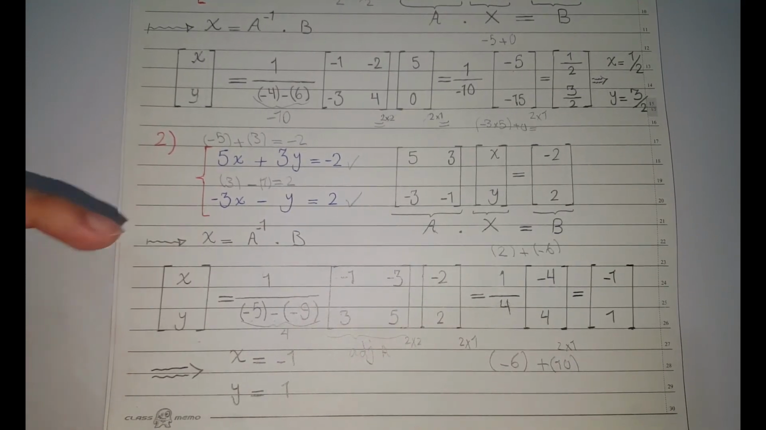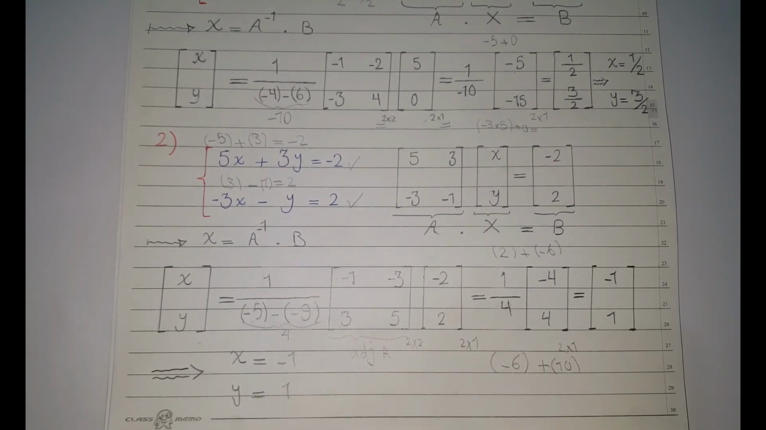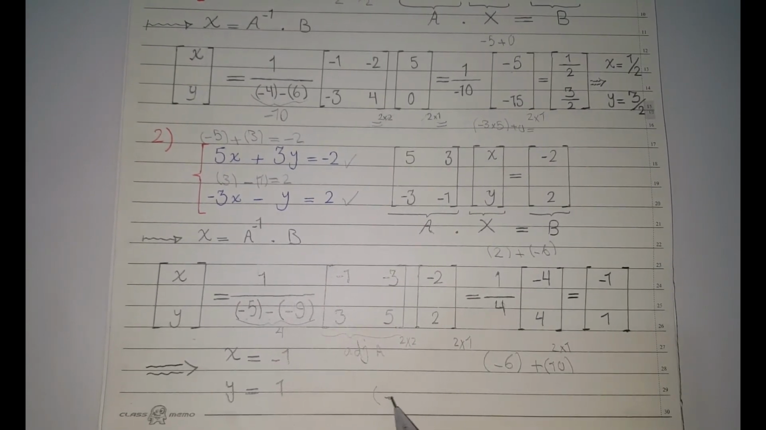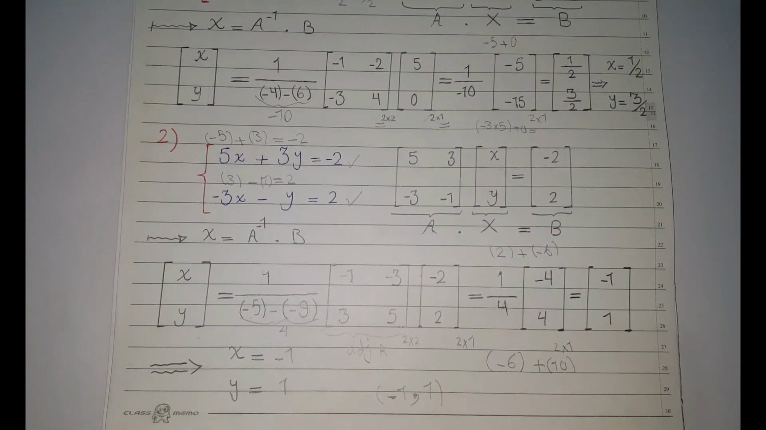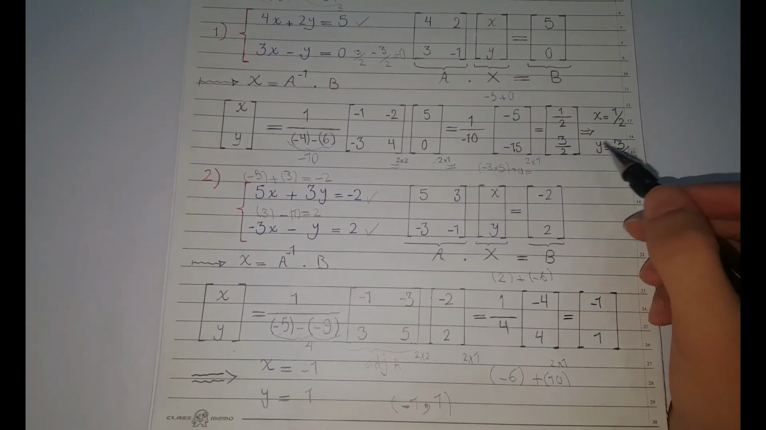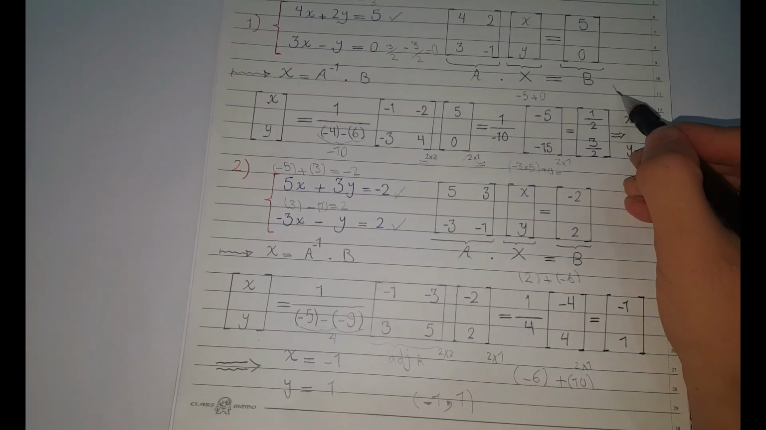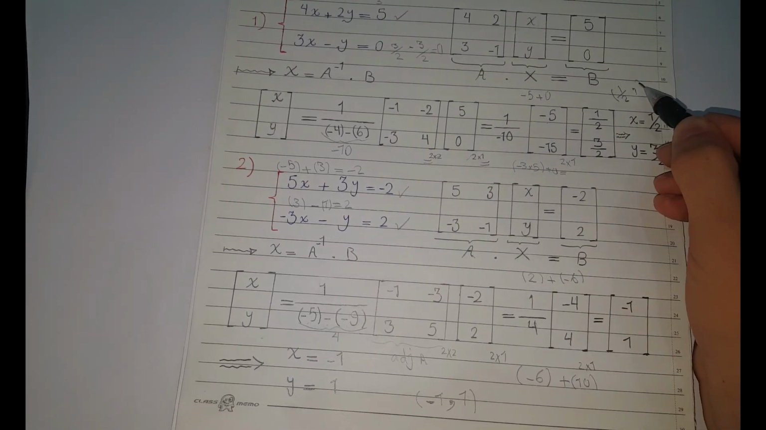So the answer of the system is found here, which is -1 and 1. And for the first question, it was 1 over 2 and 3 over 2.